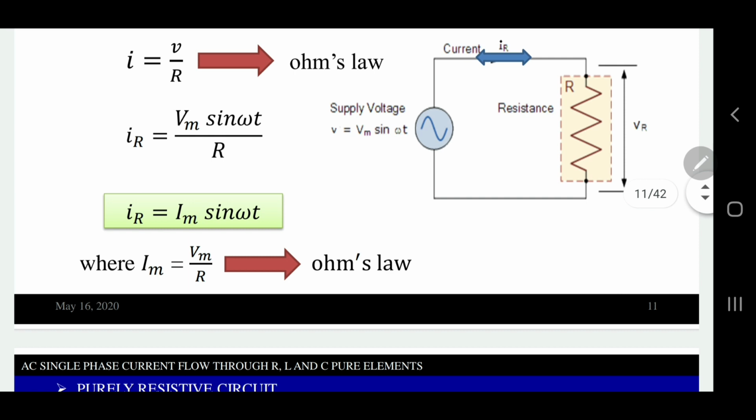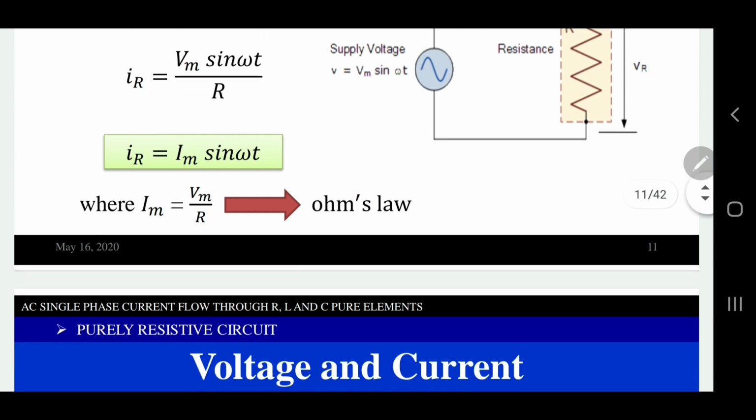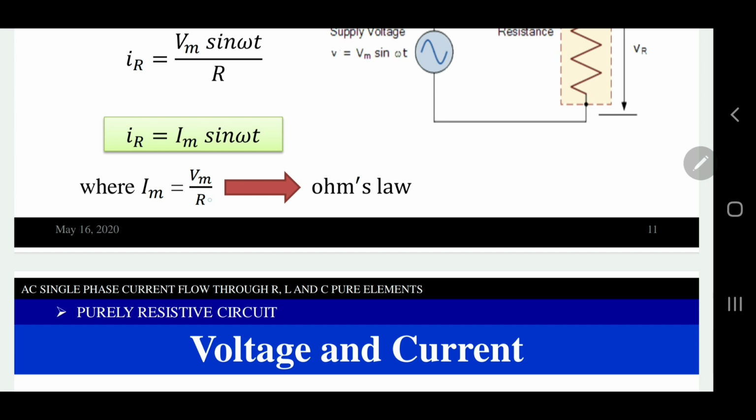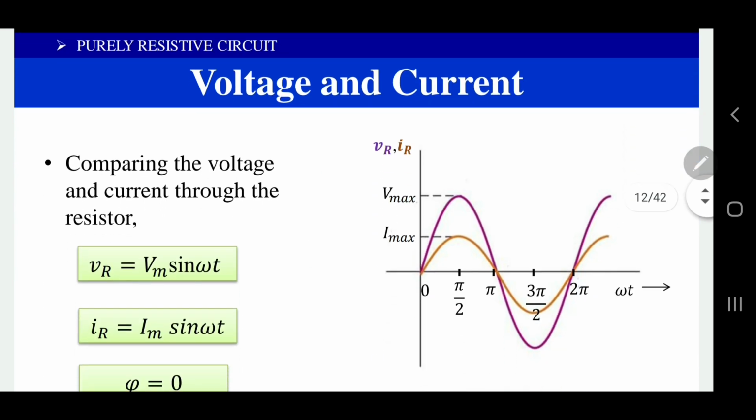Now, Im is equal to Vm by R, which I already mentioned. For this resistive circuit, you can identify that the only opposition for the current is the resistance, or we can say the impedance for this circuit is equal to R. There is only one opposition. For AC circuits, we will be mentioning the opposition for AC current as impedance. And for this circuit, the impedance value is equal to only the resistance value. So let us go through what will be the voltage and the currents.